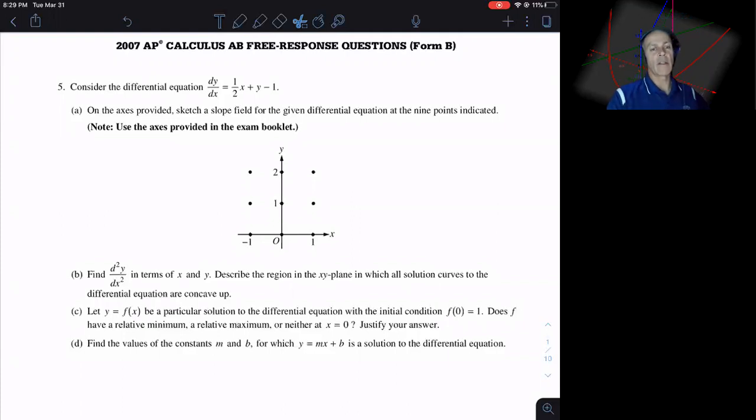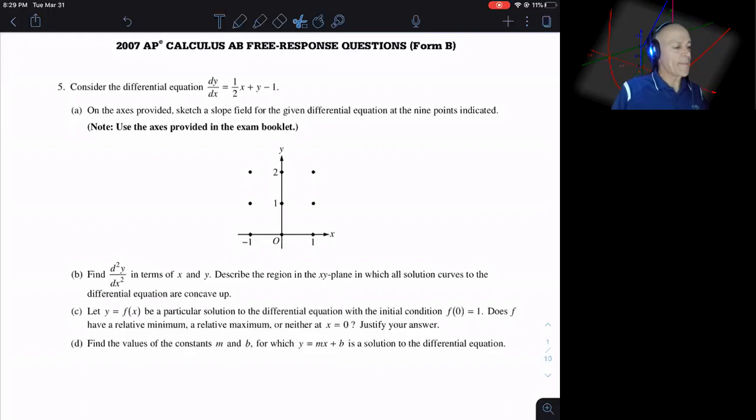Part C says that y equals f(x) be a particular solution of the differential equation with the initial condition f(0) equals 1. Does f have a relative minimum, a relative max, or neither at x equals 0? And then justify your answer. And then part D says find the values of the constants m and b for which y equals mx plus b is a solution to the differential equation. Okay, so let's go ahead and jump in.